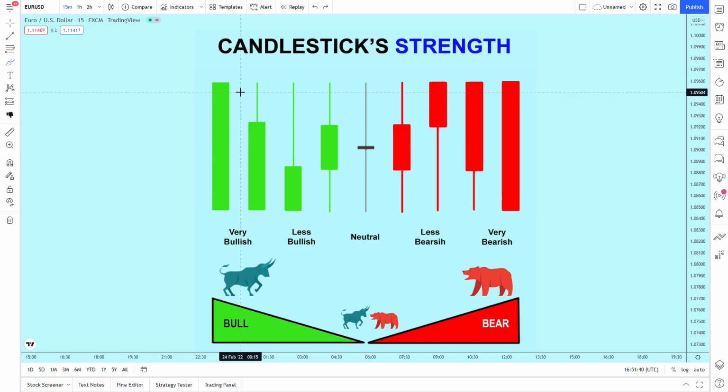Now let's explain these massive bullish and massive bearish candlesticks. They are also called momentum candlesticks. They are very strong. Their body is extremely strong and the wicks are very small, or there are no wicks. As you can see here, no wick up or no wick down.